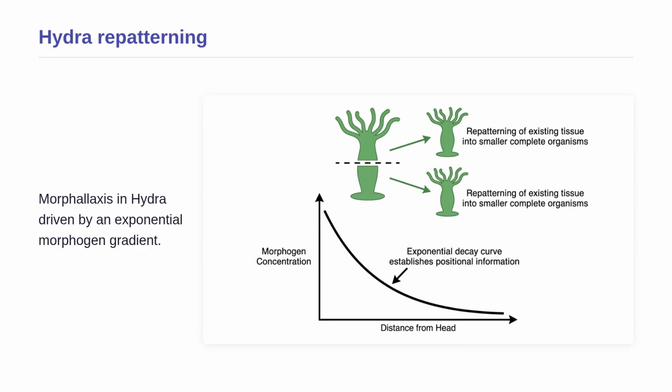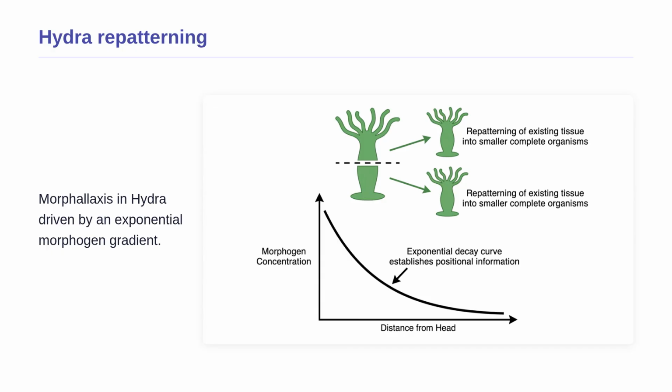Now that we have calculated the chemical thresholds, let us look at the physical result in the organism. This diagram illustrates morphallaxis in a hydra. At the top, you see a single hydra being cut in half. Notice how the two halves seal their wounds without growing new tissue. Instead, they repattern their existing cells to form two complete but smaller hydras.